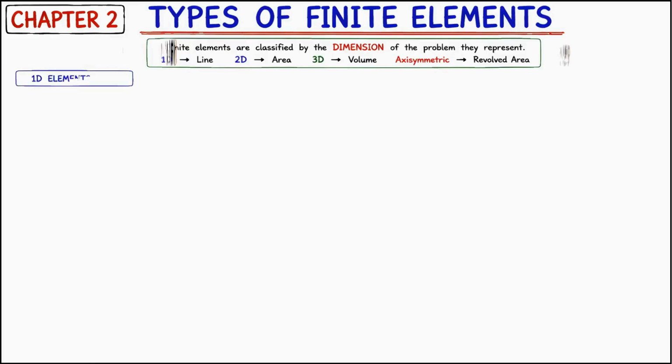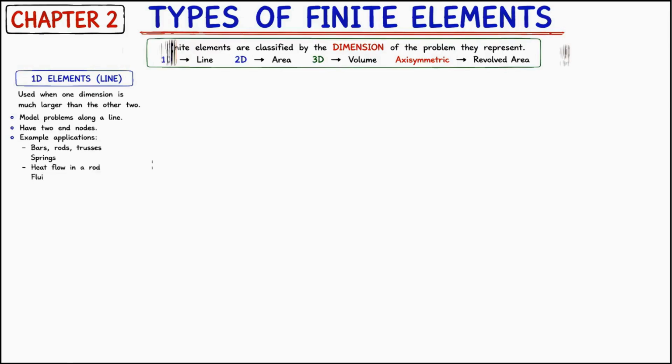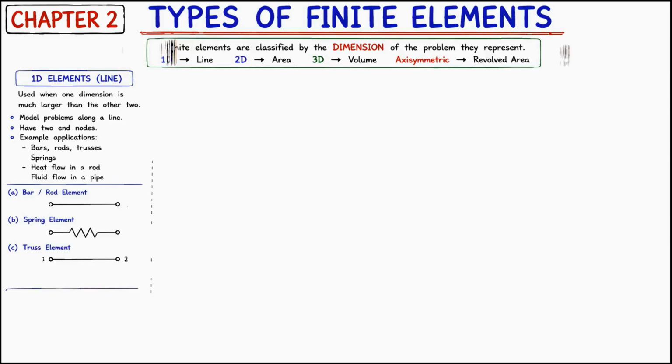One-dimensional elements are used when one dimension, usually the length, is much larger than the other two dimensions. Examples include bars, rods, trusses, springs, pipelines, and transmission members. Notice that these elements have only two end nodes, and the physical behavior is represented along a single line. For structural analysis, bar and truss elements are commonly used to model axial forces, while spring elements represent elastic supports or connectors. Typically, each node has 1 or 2 degrees of freedom, depending on the type of problem being solved.